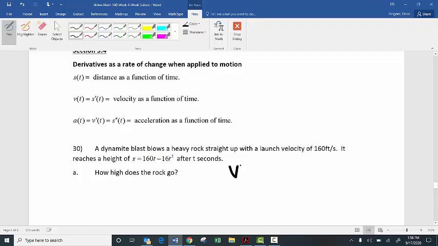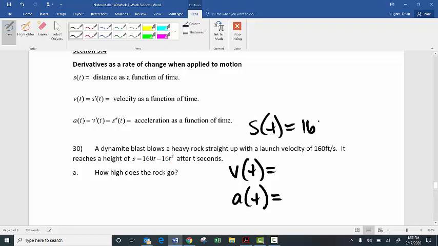So to figure out the velocity, you can see above, what you do is you take the derivative of the distance function, the derivative of the height function. So our S in this problem, S of t, is what I give you, 160t minus 16t squared. So when you take the derivative, you treat t like an x. It works the same way.